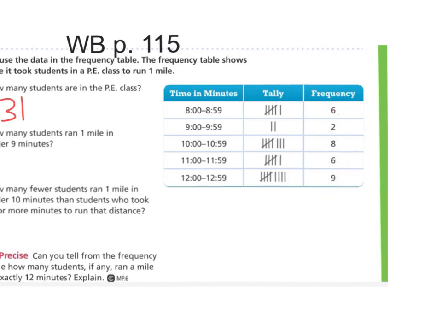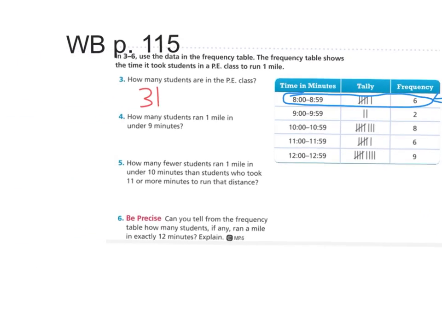So if we look at this, there's only one group here, one interval that's under 9 minutes. And so we can see from that there were 6 students that ran a mile in under 9 minutes.